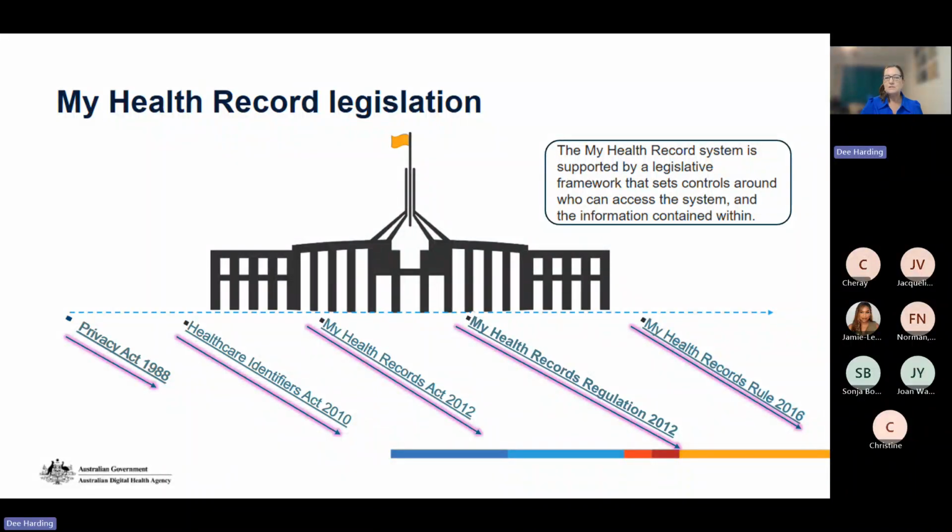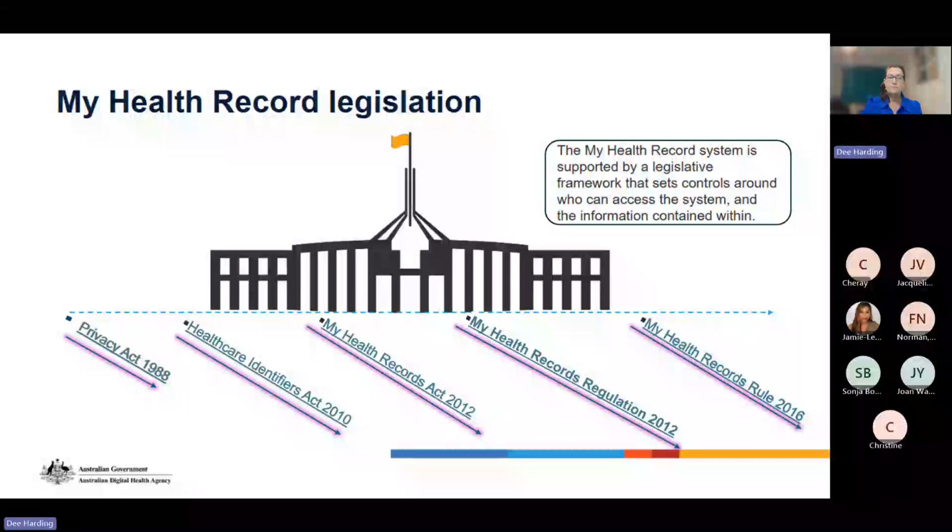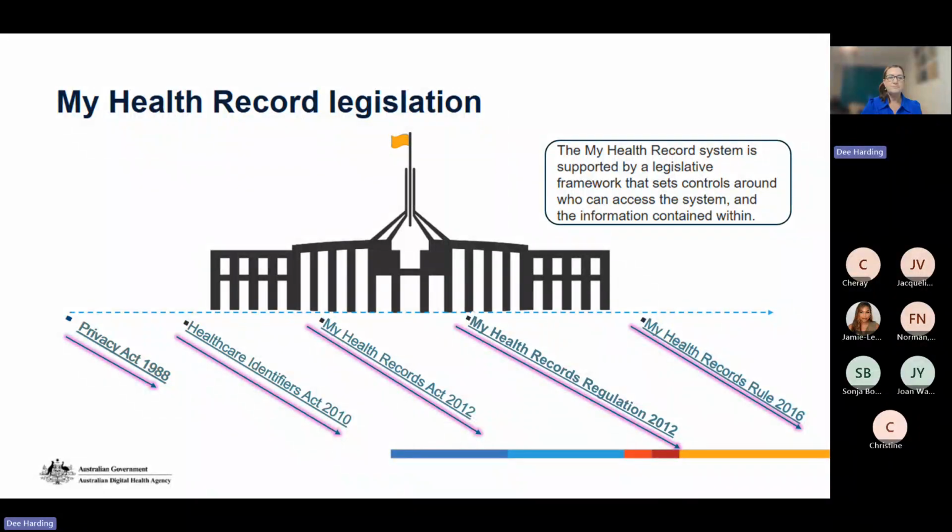So the My Health Record legislation offers protection by governing the way the data is managed by the Australian Digital Health Agency and healthcare providers accessing the data that is held within it. This is outlined within the My Health Records Act of 2012 that you can see listed here.